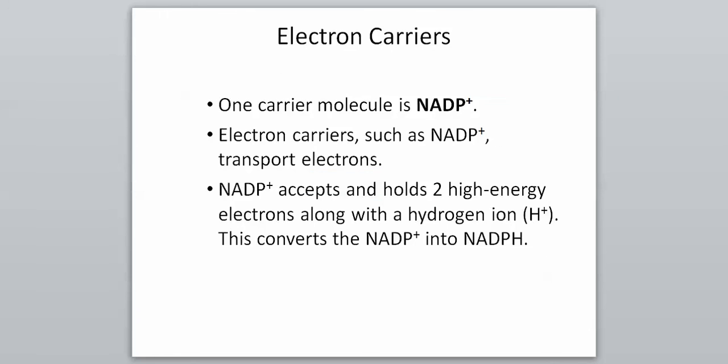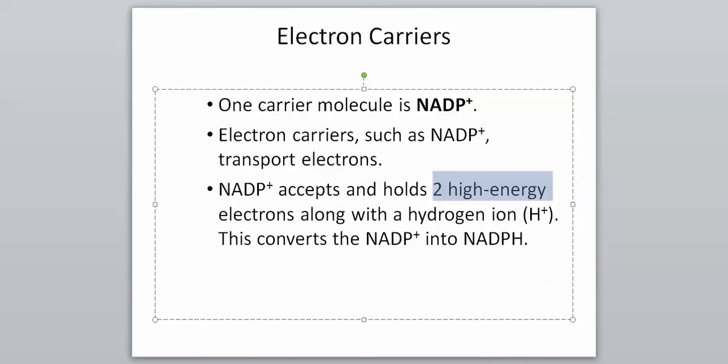One electron carrier molecule is known as NADP+, and electron carriers such as NADP+ transport electrons. They're pretty much like the chauffeur for the electrons. They're going to get them to where they need to go. NADP+ can only hold so many. It can hold 2 high-energy electrons along with a hydrogen ion, and that turns it from NADP+ to NADPH. The chauffeur only has so much room inside its car, so it's only going to hold our 2 high-energy electrons plus a hydrogen ion, and this is going to change it a little bit.